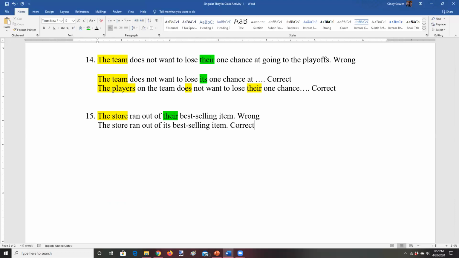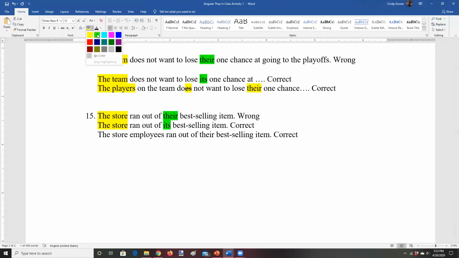This would be correct. We could also say the store employees ran out of their best selling item. That would also be correct. Here's another example how we can change the antecedent if we don't like changing the pronoun.